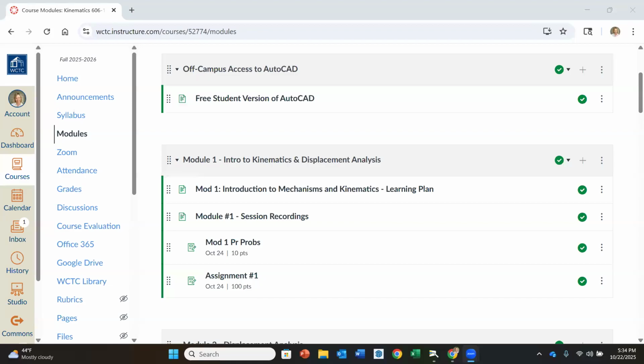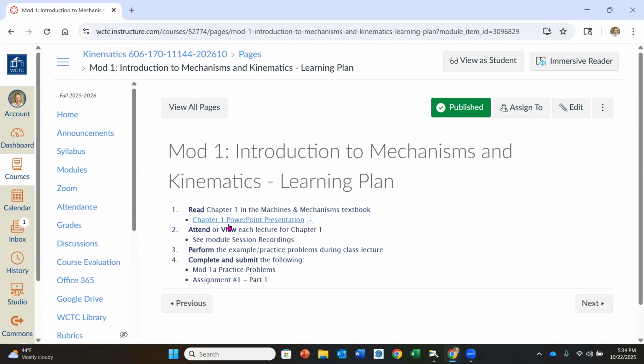Okay, so we're going to be looking at Module 1 tonight. You're going to notice this is an introduction to kinematics. So we're going to be focusing on Chapter 1 in our textbook. And you'll notice here that in our learning plan, here's going to be the PowerPoint for Chapter 1.